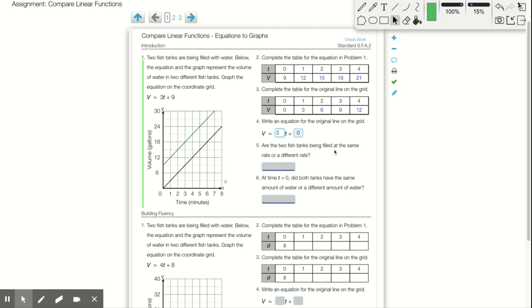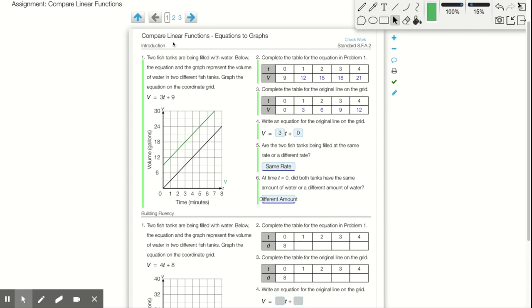Are the two fish tanks being filled at the same rate? Well, this rate of change is 3. This rate of change is 3. So, yes. At time 0, did both tanks have the same amount of water or different amounts of water? So here that is time 0. So at time 0, they had different amounts. This one had 9. This one had 0. Let's check all of our work.